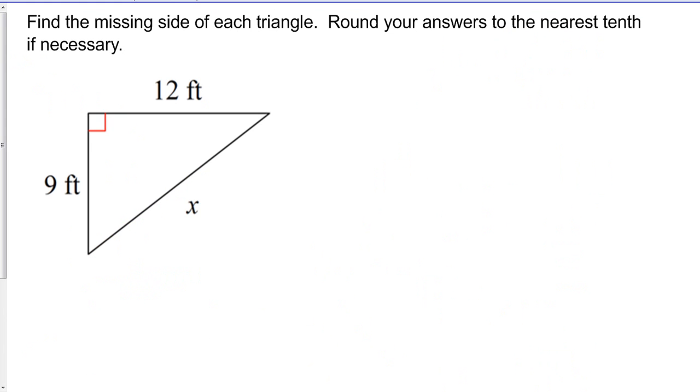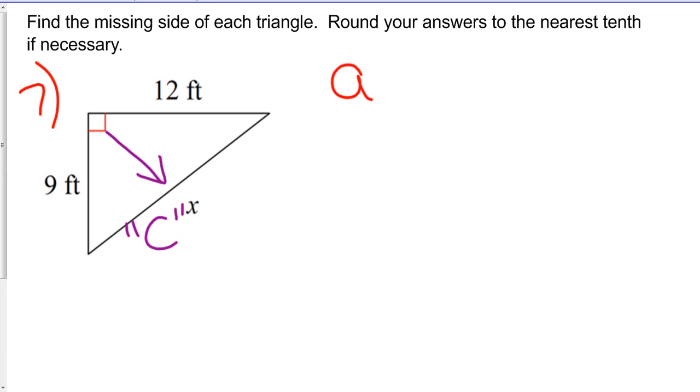This one happens to be number 7, just down at the bottom of your page. Find the missing side of each triangle, round your answer to the nearest tenth if necessary. So if we need to this time, we're allowed to go for decimals. If you notice, across from the 90 degrees, that is my C, that is my hypotenuse. I'm looking for my hypotenuse this time.